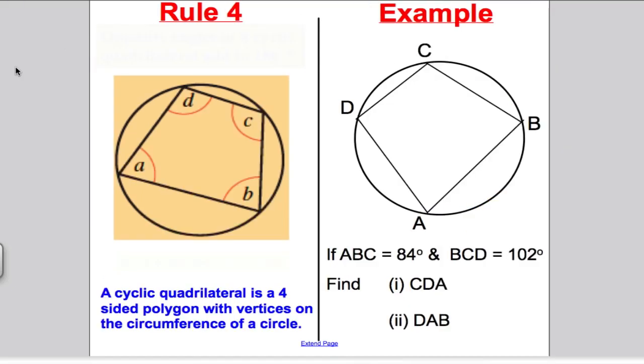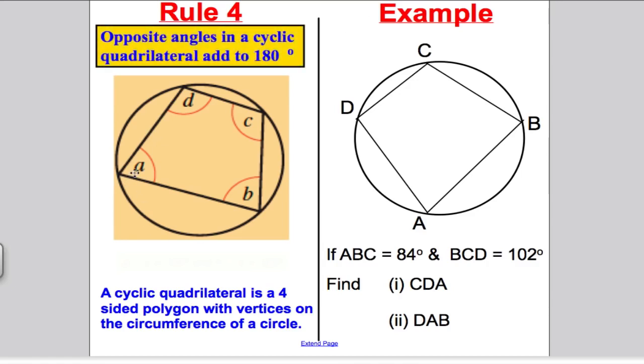Okay, let's move on to rule 4. There's a picture for rule 4. And what rule 4 says is, opposite angles in a cyclic quadrilateral add to 180. So opposite angles, the A and the C, add to 180, and the D and the B add to 180. And that's written there. Now, what does a cyclic quadrilateral mean? A quadrilateral has 4 sides, and a cyclic quadrilateral is one whose corners are on the circumference of a circle. So whenever you see a 4-sided shape whose edges are on the circumference of a circle, you know that the opposite angles must add to 180.